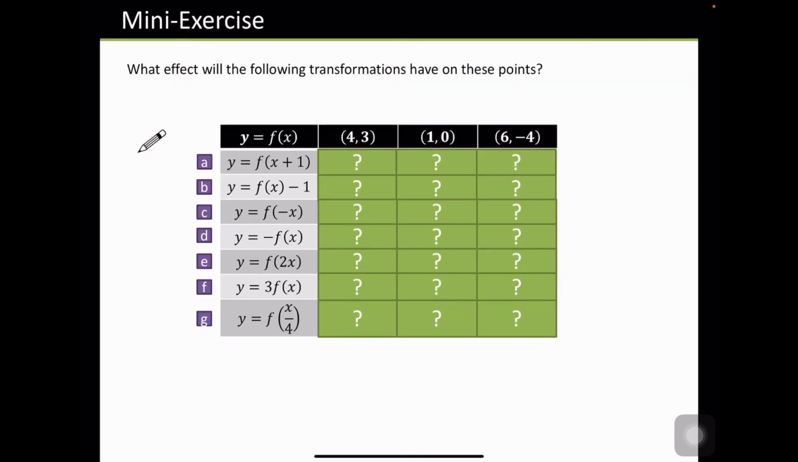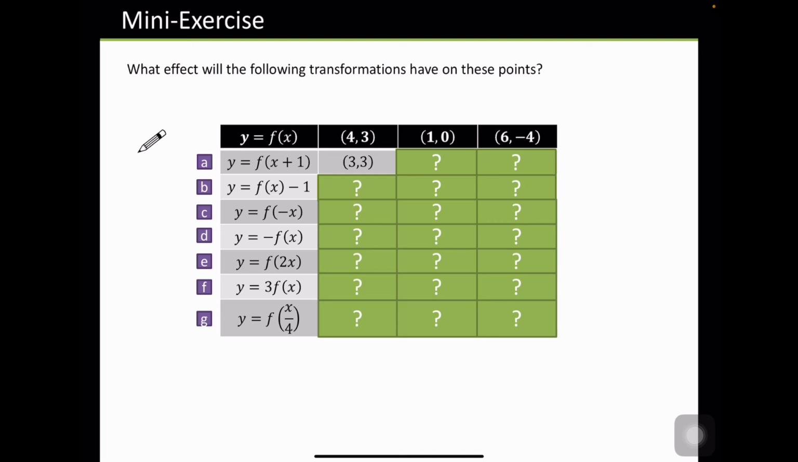Here I have a mini exercise for you guys to do. What effect will the following transformations have on these points? I'll maybe do the first one for you guys. You could pause it right now and have a go yourself, but I'm going to do the first one just to understand how to answer these questions. To be fair, you can't actually sketch these ones, but understand what is going on.